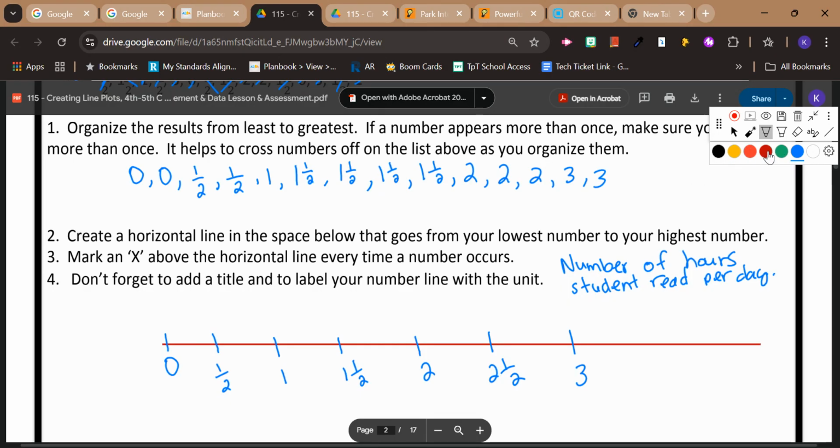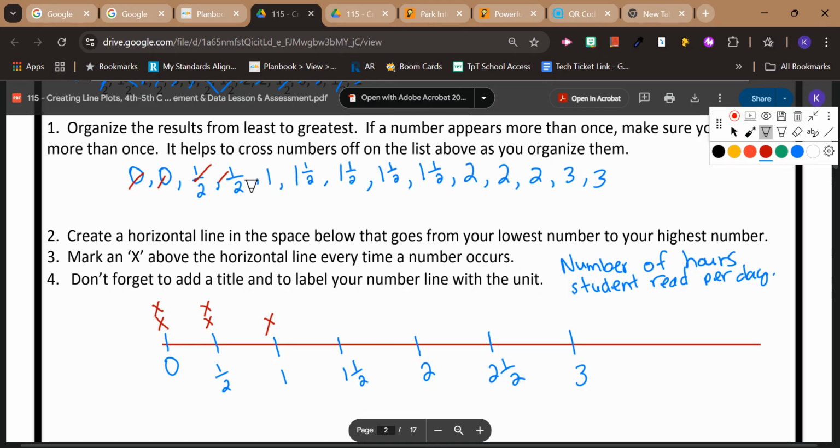So I'm going to use a red. Okay? How many times does 0 occur? Twice. So I'm going to do it once, twice. And I can mark it off if that helps me. How many times does 1/2 occur? 1, 2. How many times does 1 occur? Once. How about 1.5?